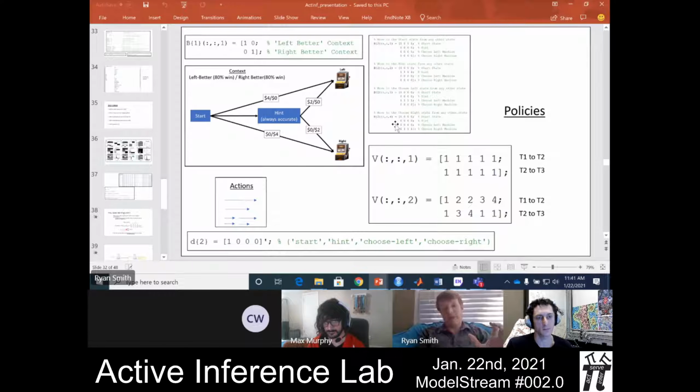And then when you specify policies, this thing in V is just saying, for each state factor, which of those actions can I string together?